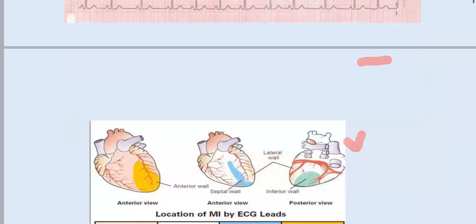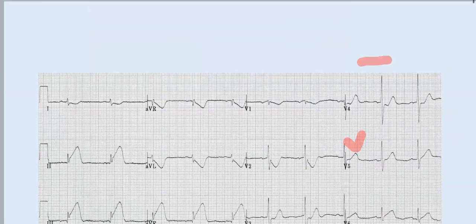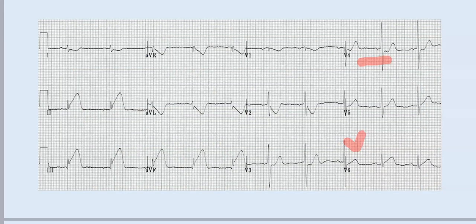Now, these are the leads and what they mean. Now, what about this ECG here? ST segment elevation where? Inferior. So I have inferior wall MI. You agree? Yes. What else?